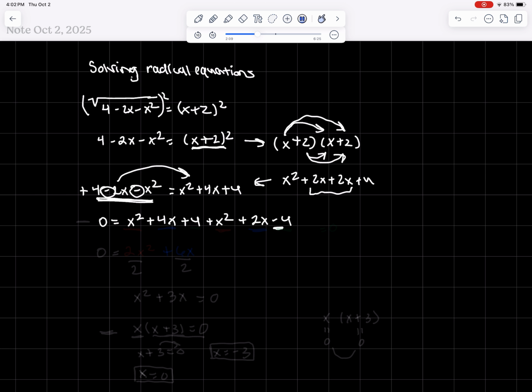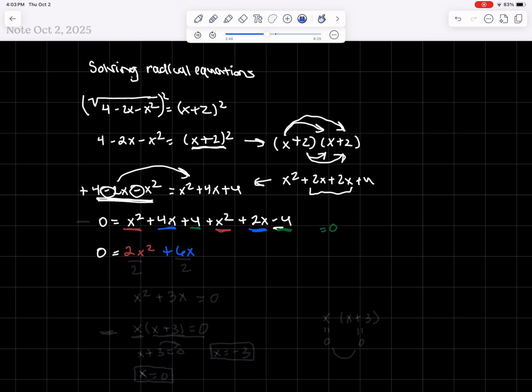I noticed that I have x squared and x squared, so I can combine those, and we get 2x squared. Then I notice I have x and x, so I can combine those. When I combine them, I get plus 6x. But then what about the 4s? 4 minus 4, so we're just going to get 0. There's nothing left here anymore. Equals 0.